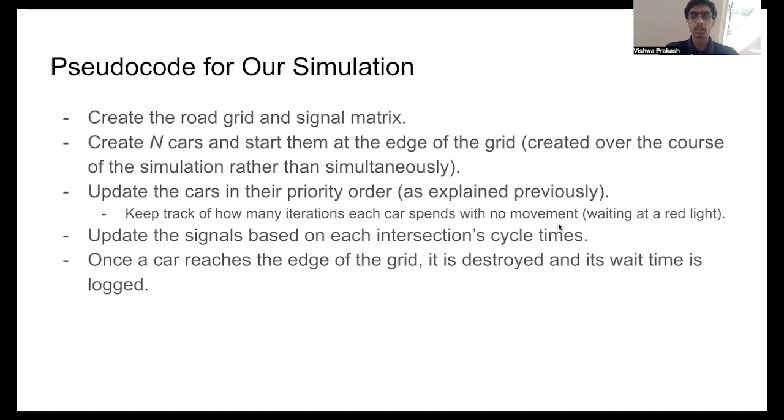We keep track of how many iterations a car spends with no movement for each intersection, and that will come out later. And then we update the signals based on the intersection times. That's part of our optimization process. And then once the car reaches the end of the grid, it is destroyed and its wait time is logged.